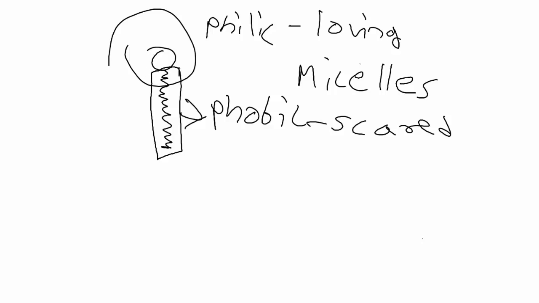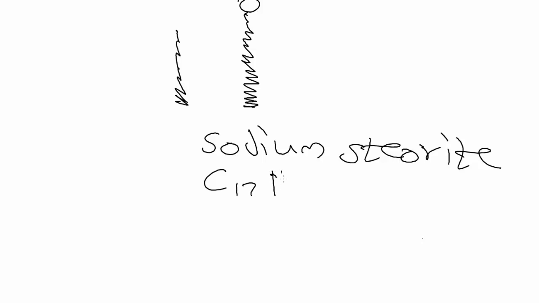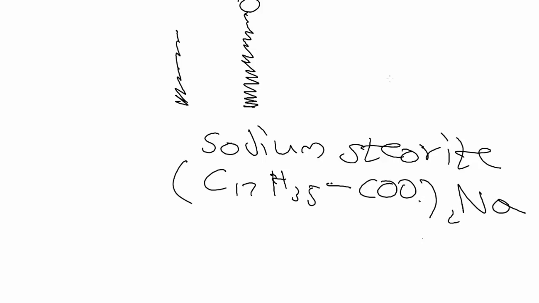And next we'll go on to hardness of water. Sorry guys, I forgot to mention that this particular thing, let me just draw this properly. This particular part is called sodium stearate, and its formula is C17H35COONa, so it's CnH2n+1COONa. Yes, that's it. Sodium stearate.